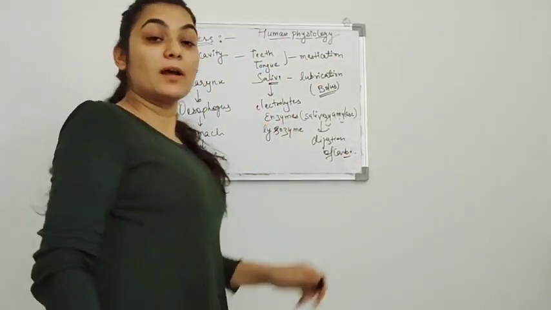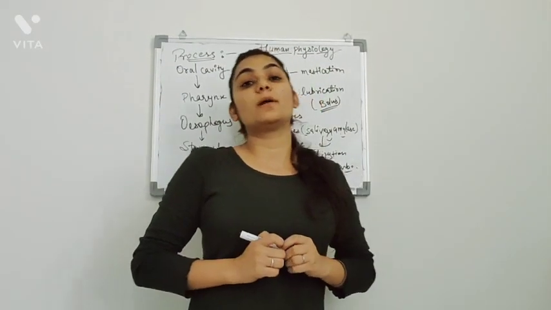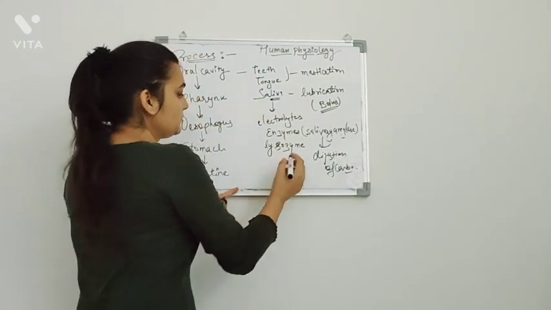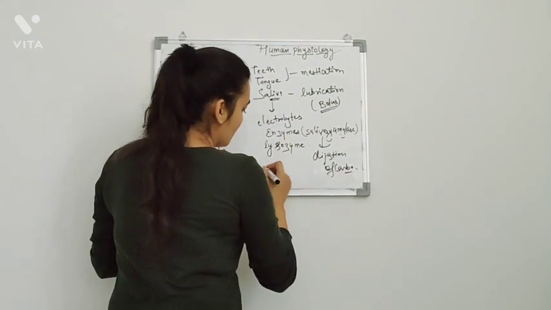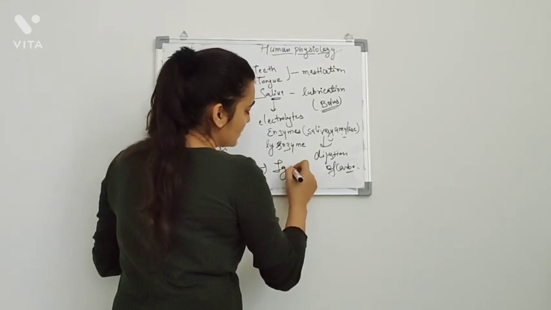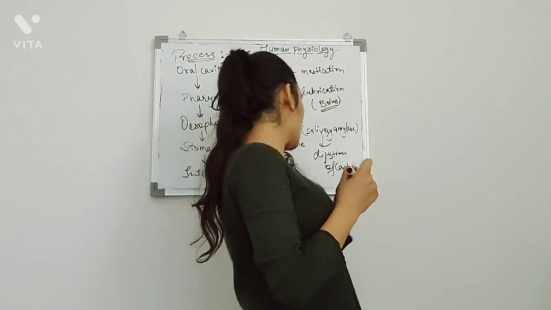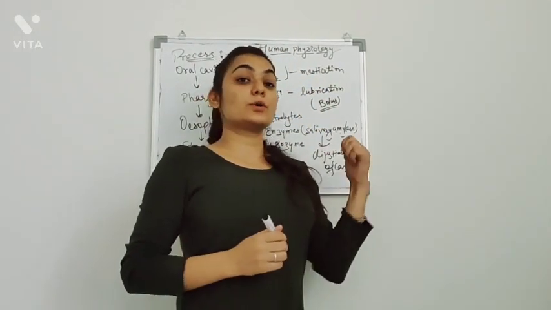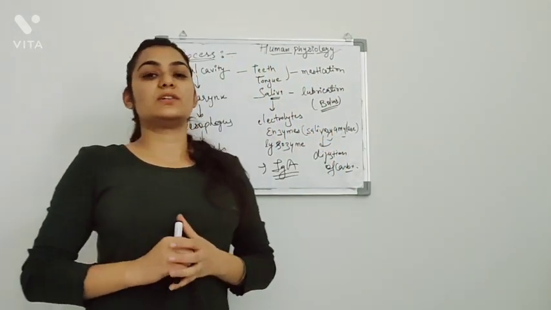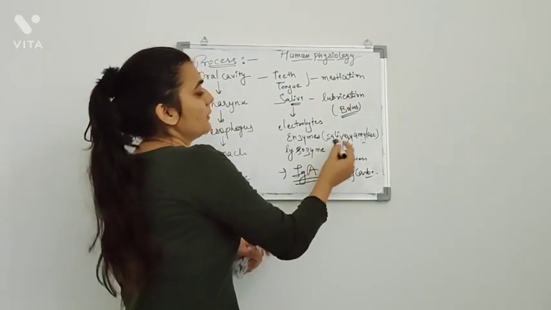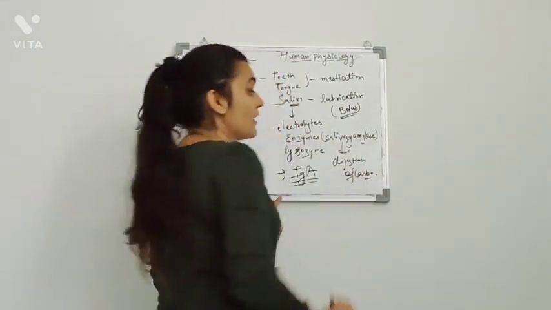After that, lysozyme. What is lysozyme? Lysozyme is an antibacterial enzyme. After lysozyme, one more thing, that is IgA. That is the immunity part. Saliva also contains IgA. Now we will discuss something about the salivary amylase.